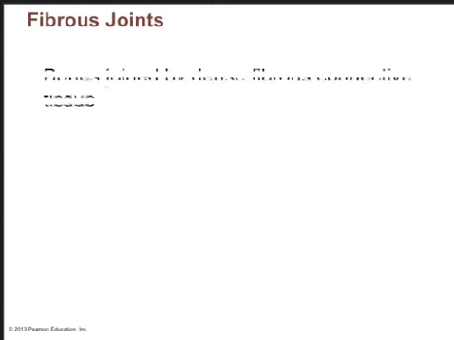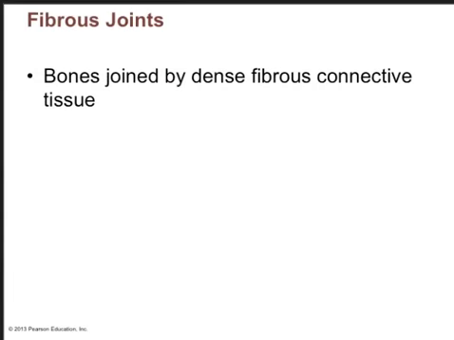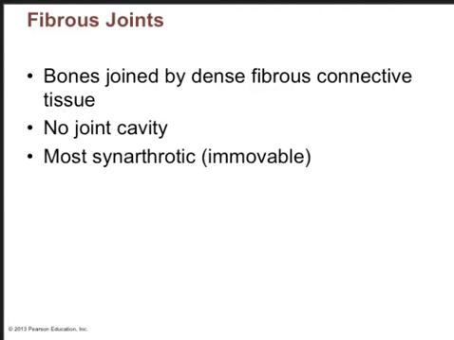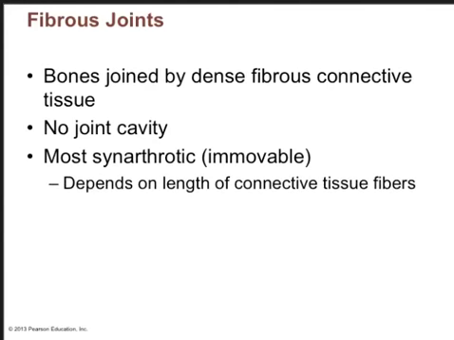If we look at fibrous joints, they're joined by connective tissue. There's no joint cavity, and most fibrous joints are synarthrotic, meaning that they're basically immovable. And the degree of motion that the fibrous joint allows is based on how long the connective tissue fibers are. Basically, these joints don't allow much range of motion.